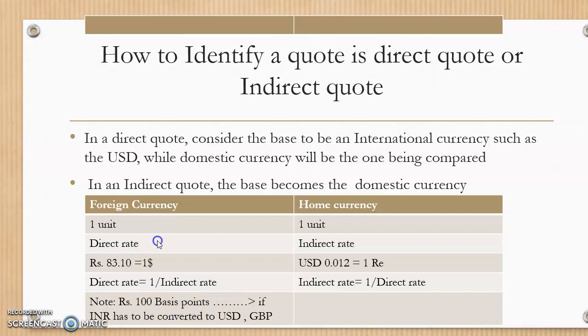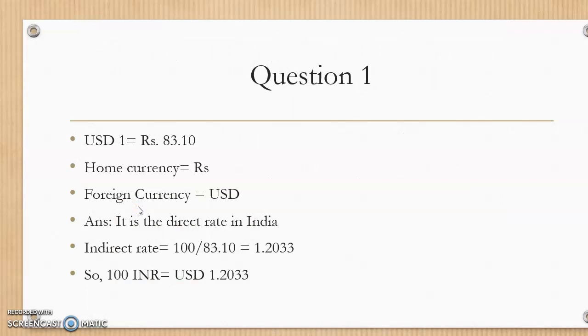So let's take an example. I've taken a question. The question says 1 USD is equal to 83.10. Now, what is the home currency in this example? The home currency is INR, which is rupees, and the foreign currency is USD. Why? Because one foreign currency unit is expressed in terms of a home currency. So it is a direct rate in India.